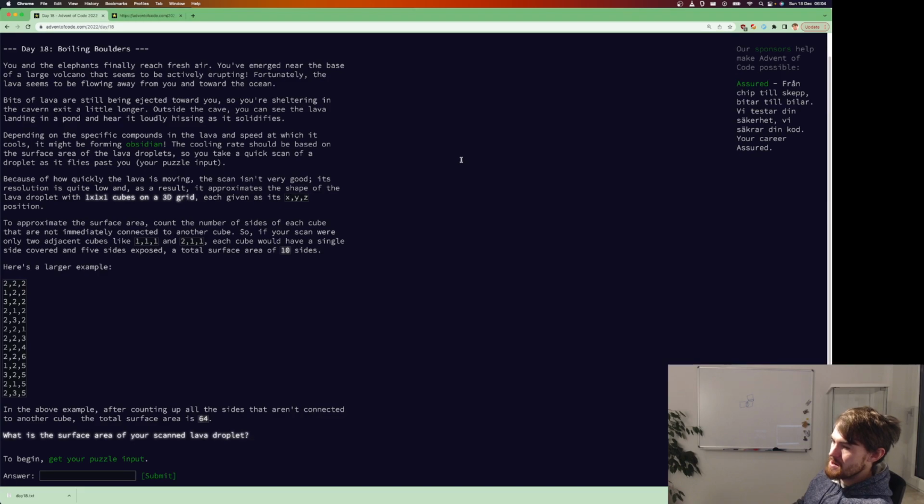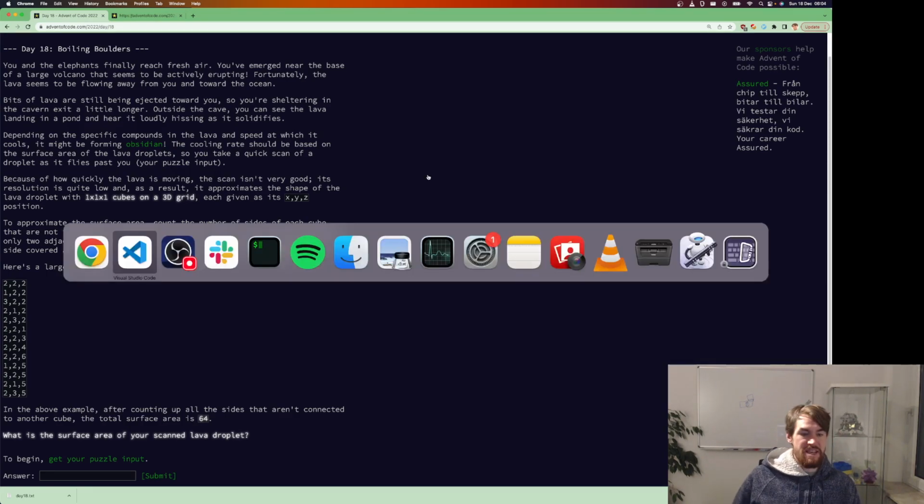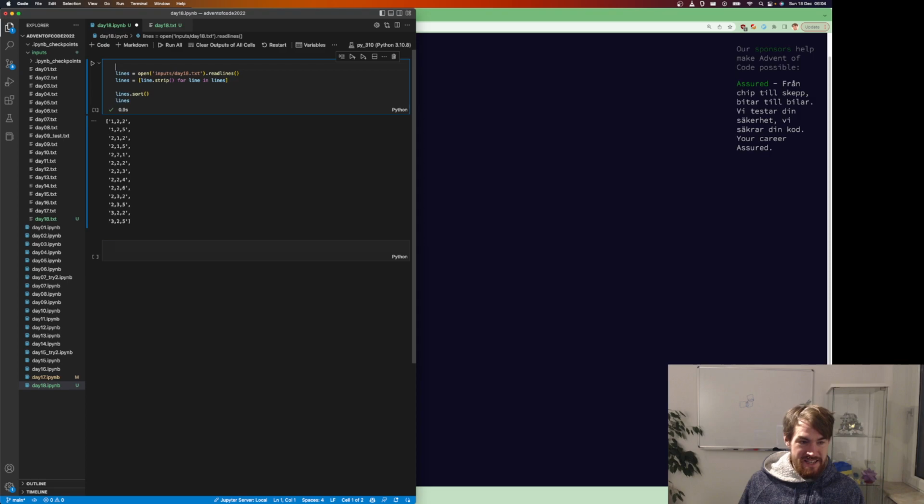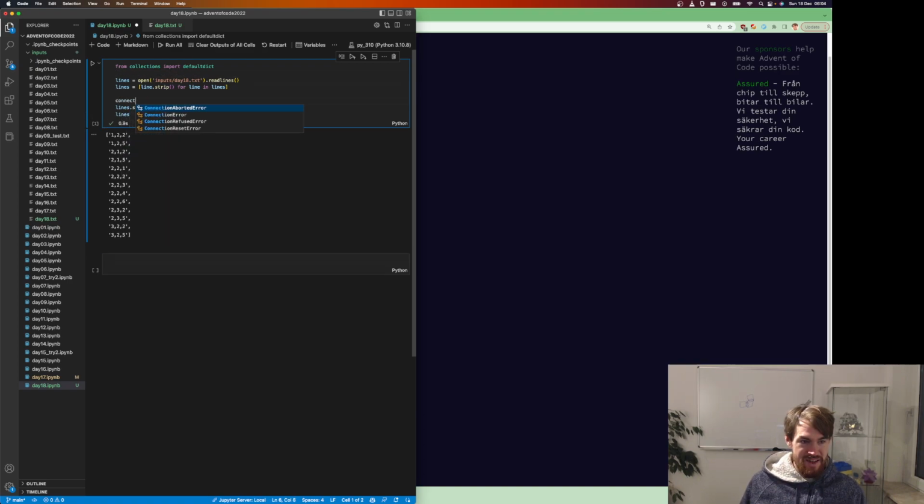So we can just go over each cube and see if it's connected to any other cube. Oh, actually, why not just use immediate indexing? Ha! It is time. People who watch more of my videos know what time it is. From collections, import a default dict. Perfect.